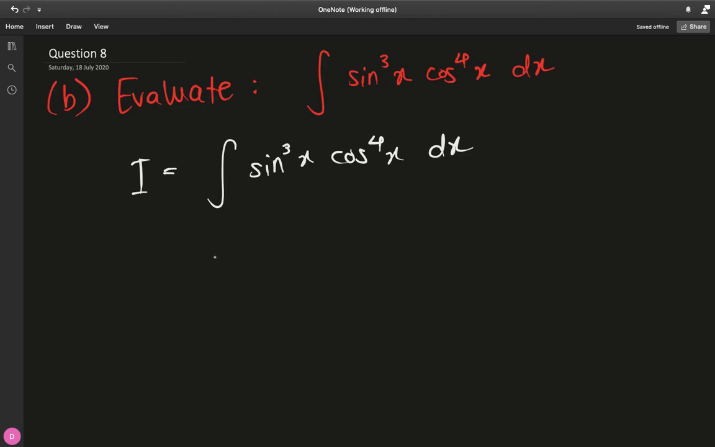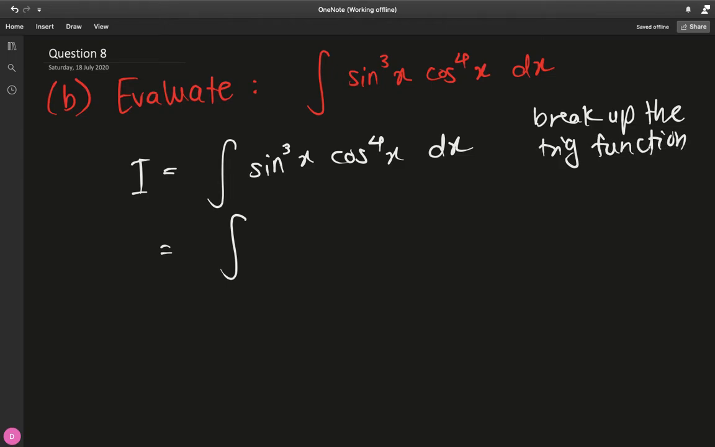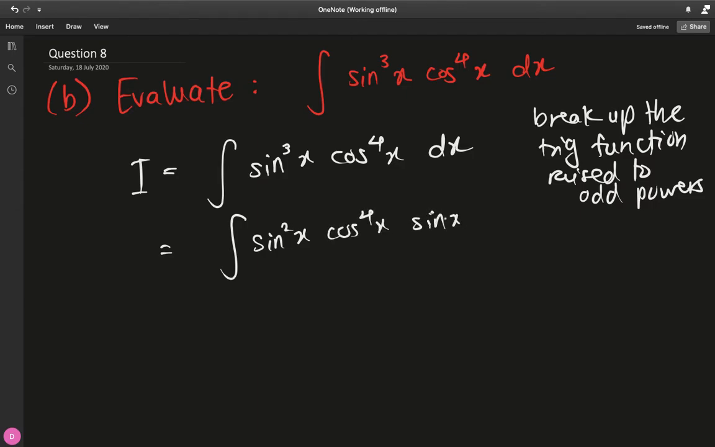Okay, so what are we going to do? Notice that sine is raised to an odd power, and if you're familiar with these kinds of trigonometric expressions raised to powers multiplied with each other, then you might know that you break up the trigonometric function raised to the odd power. In this case, that's the sine, and you break it in such a way that you have sine squared x times cosine to the fourth times sine x. So this sine x and this sine squared will make a sine cubed like we had before.